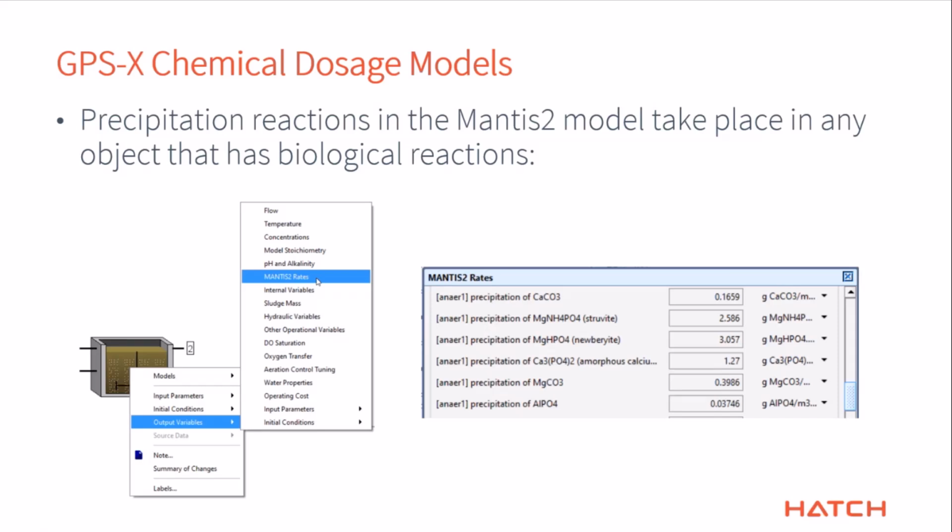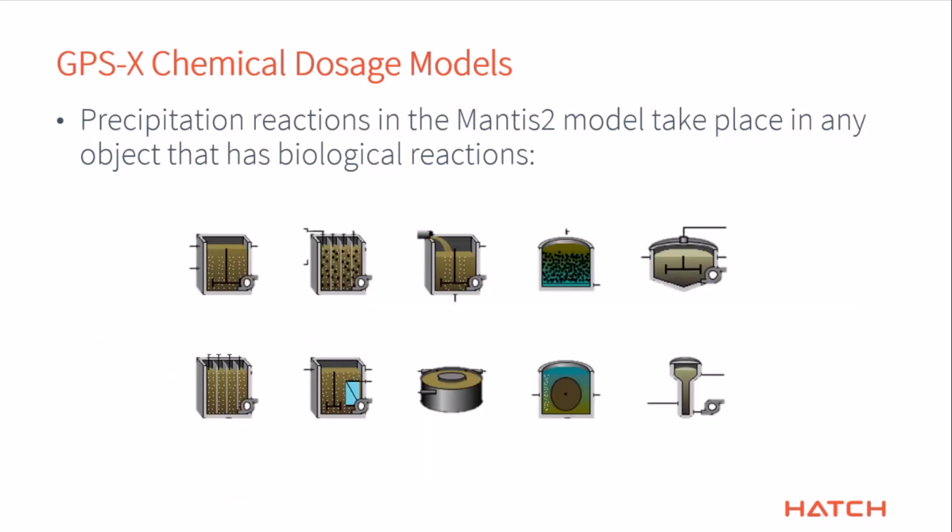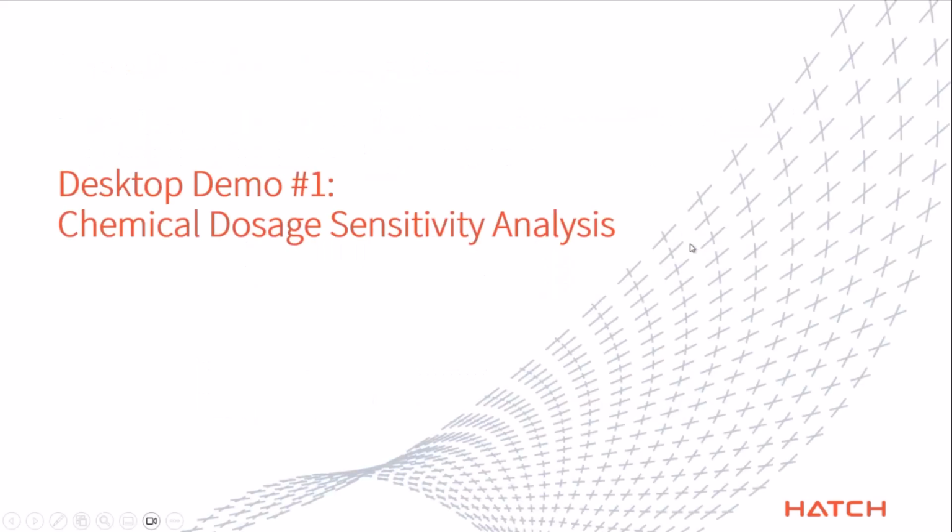Now, this is not the same as doing chemical dosage, but it is relevant to chemical dosage, because these are reversible reactions, so you can actually have dissolution of the solids back into phosphorus again. Those things can happen there as well. You'll find that those things are happening in any one of the brown objects like this, the ones that have biological reactions, including our digester. Okay, so that's a description of where you're going to find a lot of those chemical dosage units.